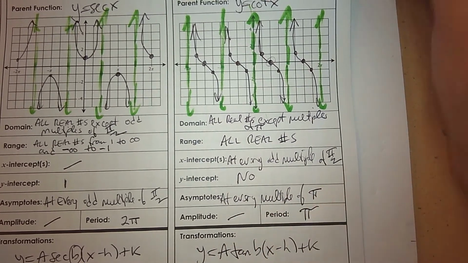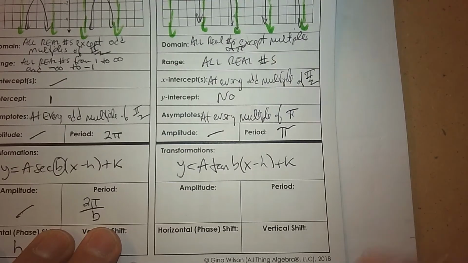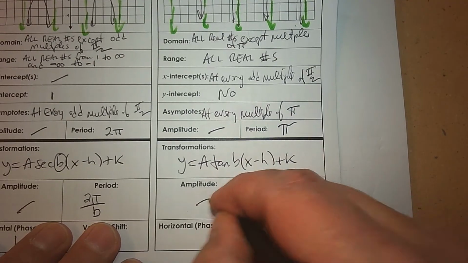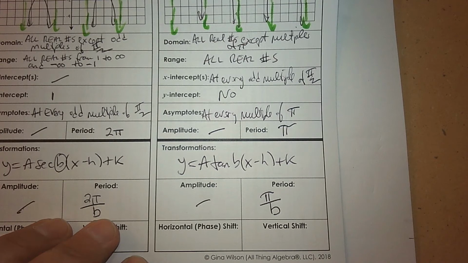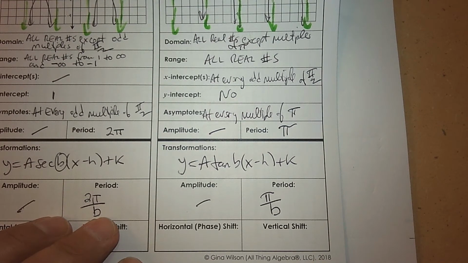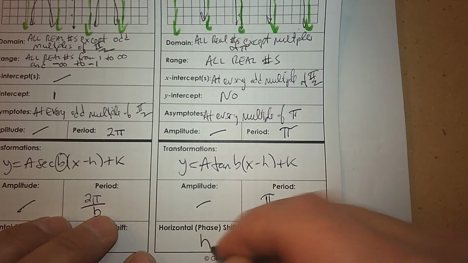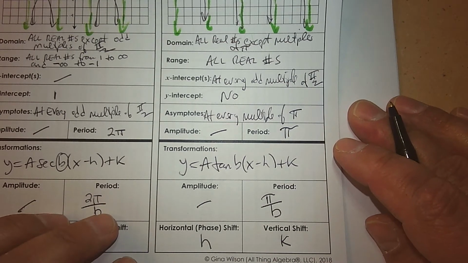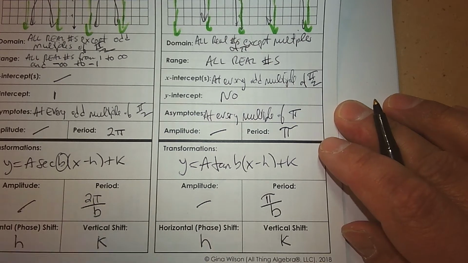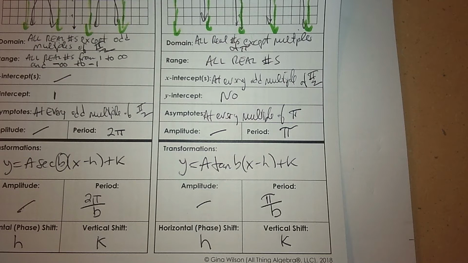And then what happens when there's transformation? There is no amplitude. The period is pi, but then if there's a number being multiplied inside, you have to undo it. So you divide to find what the period is. And the horizontal and the vertical shift is h and k. And now you have your reference sheet. So when you're ready, turn the page. And how we learn is by practicing.